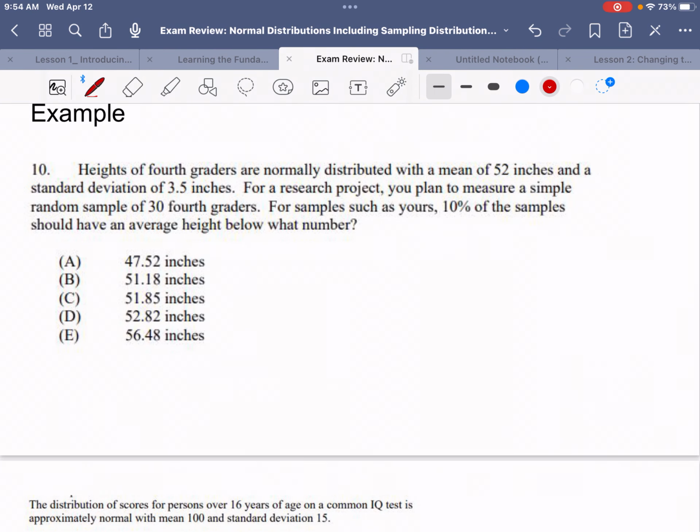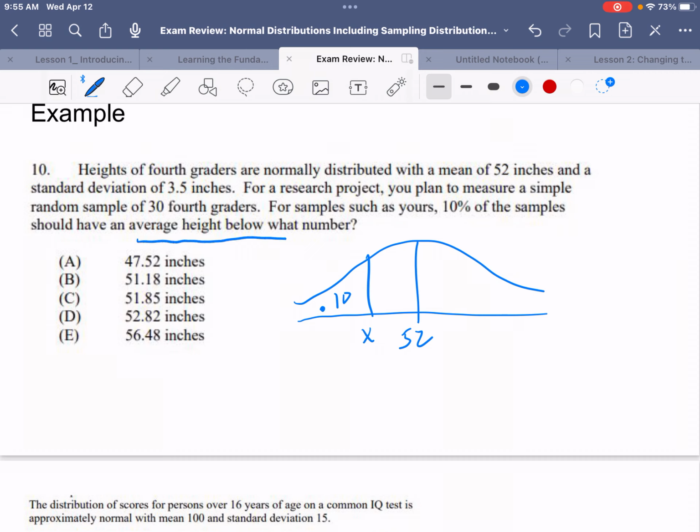Heights of fourth graders are normally distributed with a mean of 52 and a standard deviation of 3.5. For a research project, you plan to measure a simple random sample of 30 fourth graders. For samples such as yours, 10% of the samples should have an average height below what number? So let's see. In a distribution of fourth graders' heights with a mean of 52, 10% of the samples should have an average below what number?